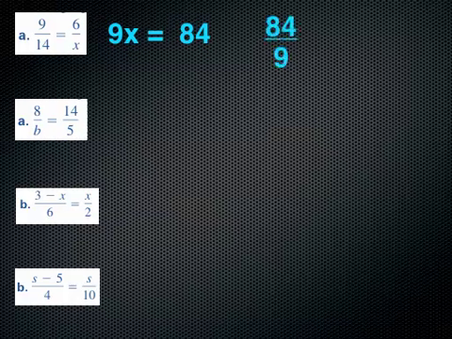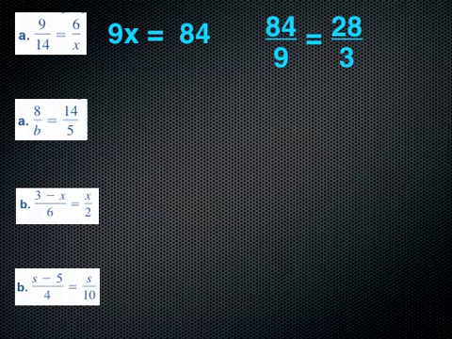For today's assignment, you are going to leave fractions as improper fractions. However, you do need to simplify if you can. I can simplify 84 over 9. 3 goes into both of those numbers, so it would simplify to 28 over 3. But I'm going to leave it like that. I'm not going to change it to a mixed number. I'm going to leave it as a simplified improper fraction.